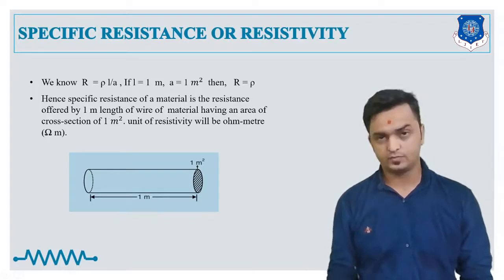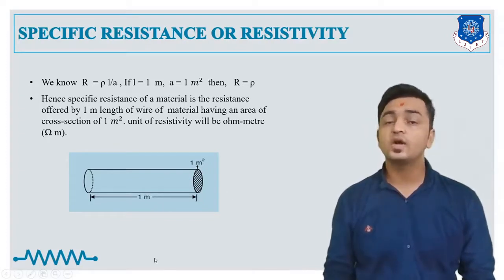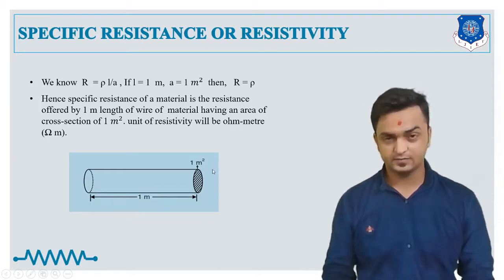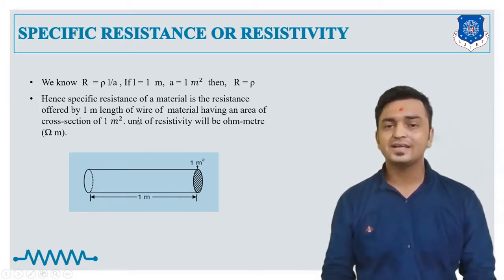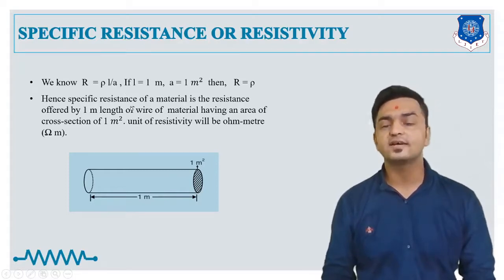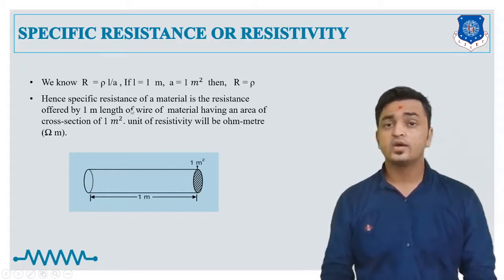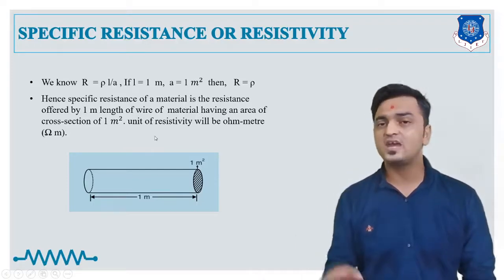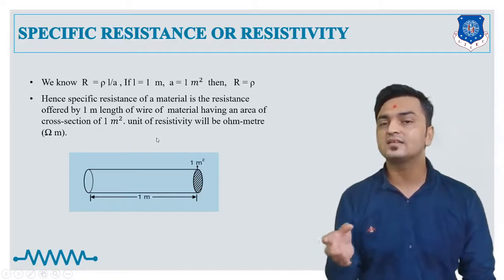Now let's discuss the next topic, and that is specific resistance or resistivity, meaning rho. In this given figure, we consider a conductor whose length is 1 meter and cross-sectional area is 1 meter square. In this equation, if you put L equal to 1 and A equal to 1, we get R equal to rho. Based on this we can define the resistivity.